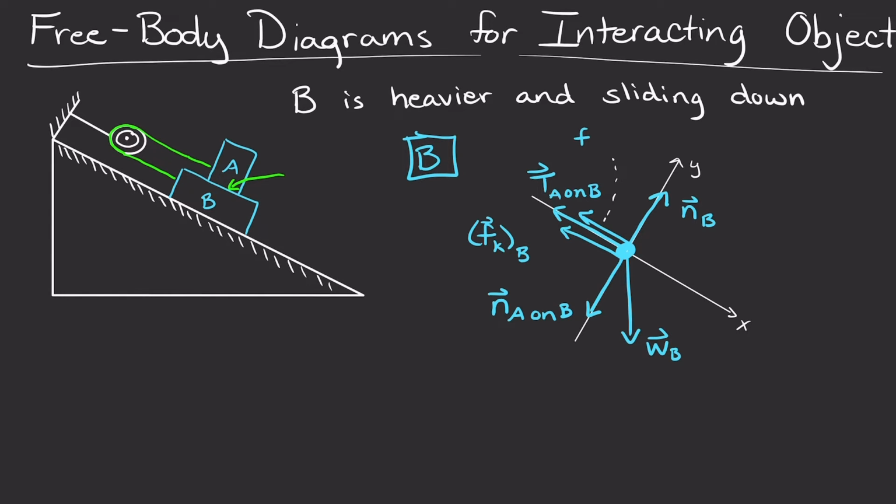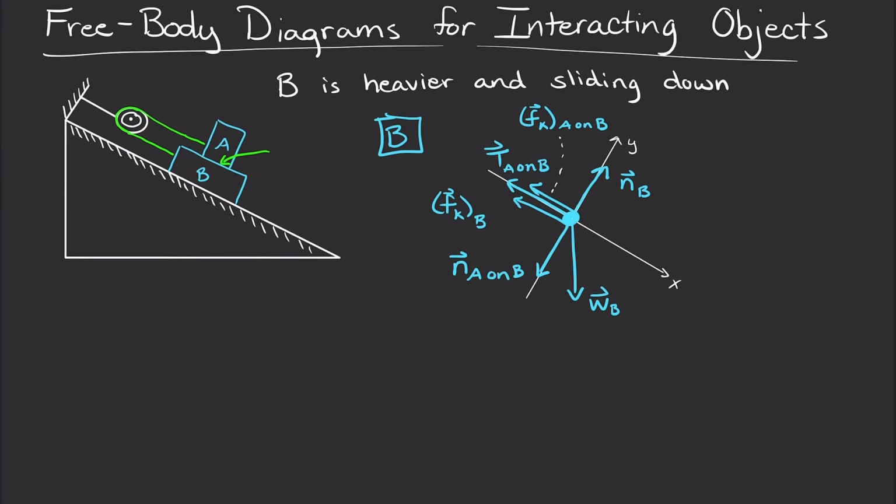This is going to be the friction, kinetic friction, from object A on object B. Okay, so we have quite a bit of forces going on in this problem. So I want you to notice two things about this free body diagram. You have two types of forces.